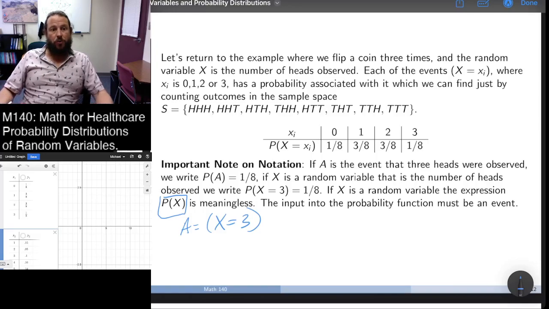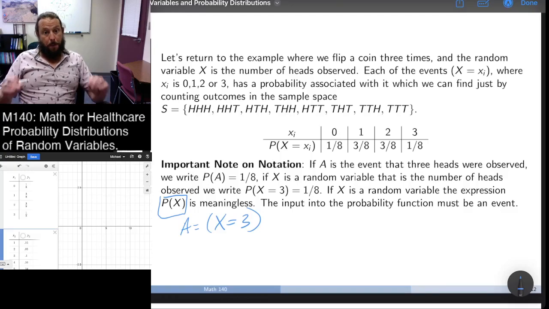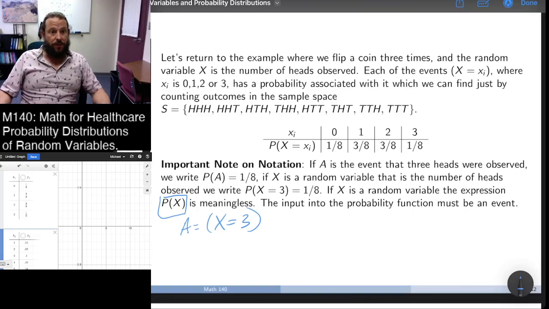We need the value in order to know what the event is. And it's a little different. We're not just plugging in a letter like we did with our events before. The input into the probability function must be an event. All right, x by itself, that's a random variable. It's not an event itself.